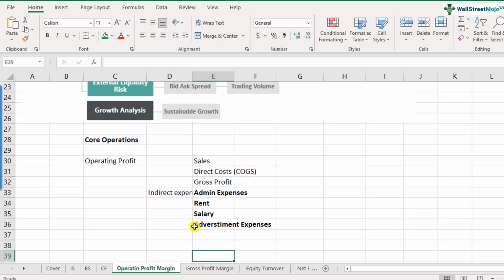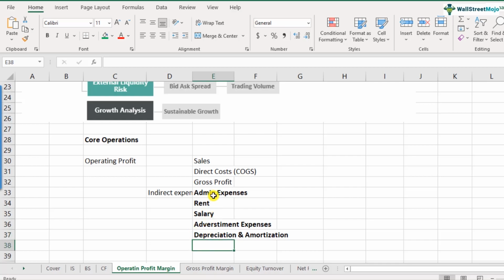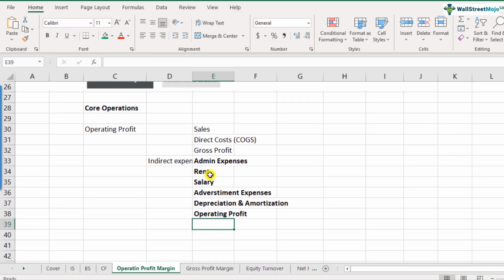We also deduct, please remember, the depreciation and amortization expense here, because this is again a kind of indirect expense. At the end of the day, in order to generate sales, you have to invest in machinery, plant, equipment, etc. So the cost that is apportioned across the years is kind of an indirect expense. So that needs to be included as well. Once we deduct all of these items, what we get is the operating profit. All right. So I hope you understood what operating profit is.